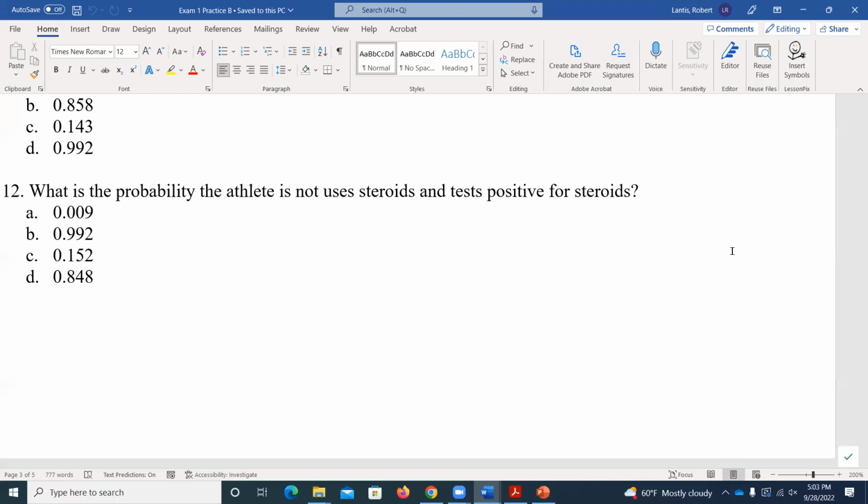It's basically the same thing as the previous problem. We just changed the event we were interested in, or changed the state of nature from using to not using. Those ones should be pretty easy too, right? Given that they're not using, what's the probability the test comes back positive? 0.01. What's the probability they're not using? 0.85, right? Simple as that. Questions over either of those?